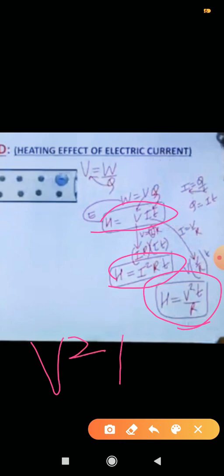When we want to find the resistance, we use this formula. When we want to find the voltage, we use this formula, and when we want to find the current, we use this formula, meaning V squared, voltage squared, into time upon resistance. You can understand: this is for current, this is for voltage, and this is for resistance. I hope you have cleared the three formulas of heat generated. Let's move ahead.